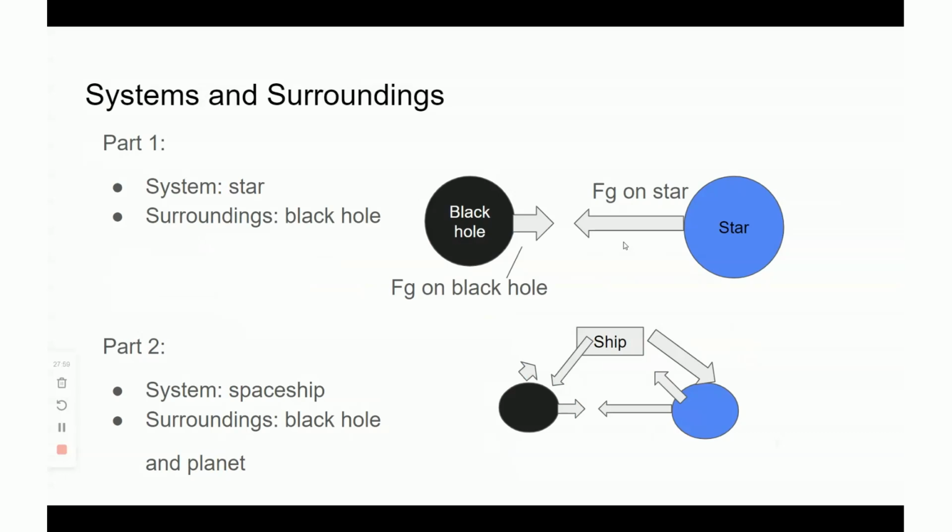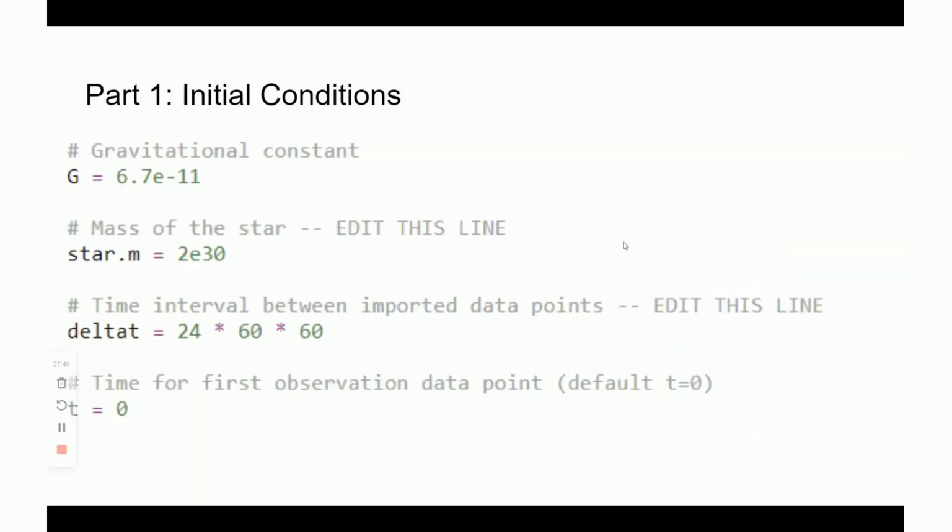So in part one, our system is the star and the surroundings of the black hole. The star has forces being acted upon it by the black hole. In part two, the system I consider to be the spaceship and the surroundings of the black hole and the planet. We do focus on the planet as well, but mainly we're focusing on the spaceship and what velocity it must leave at. So that's what I consider to be the system.